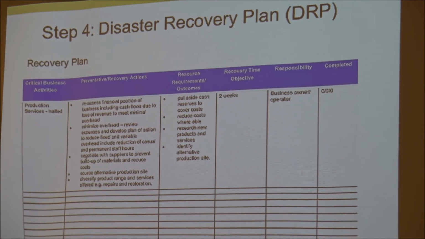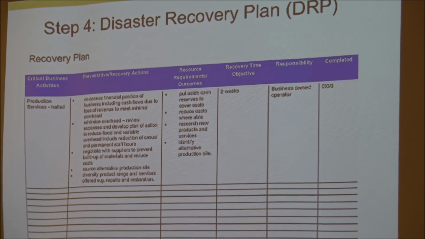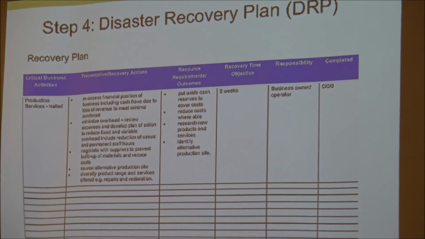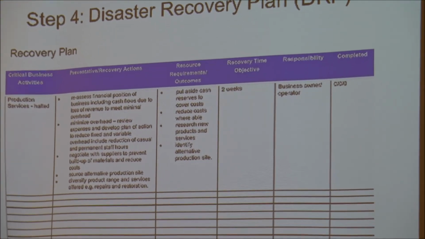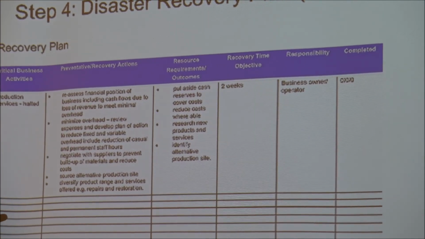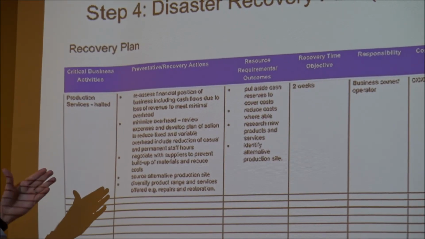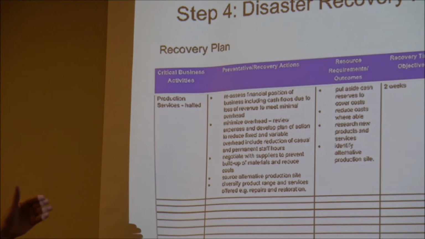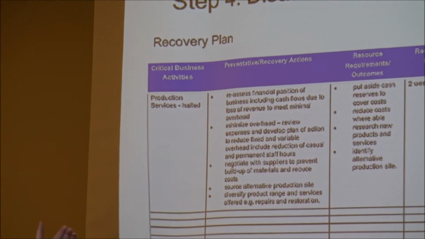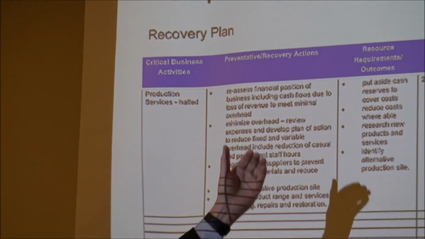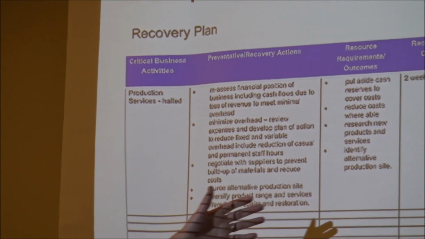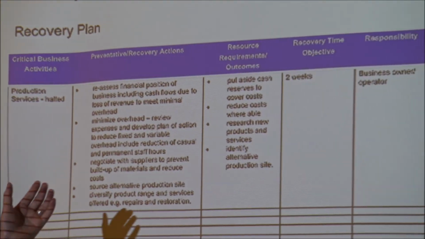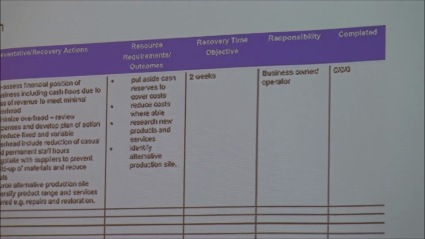So in our recovery plan, once again, we're going to identify those critical business activities and what has happened to them. In this particular case, production services have been halted. So our critical business activity is production services. It has been halted. Our recovery time objective is 2 weeks. So that means we've got 2 weeks to get this back into play.